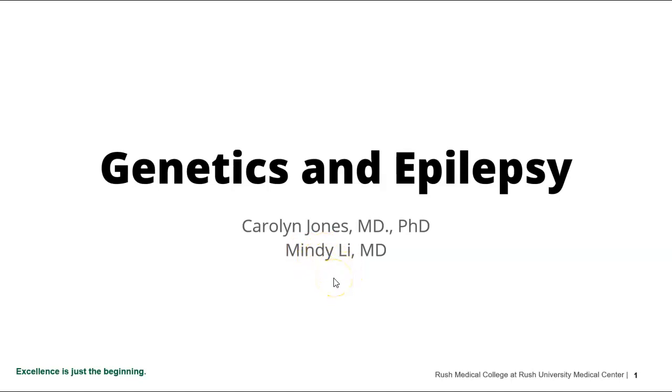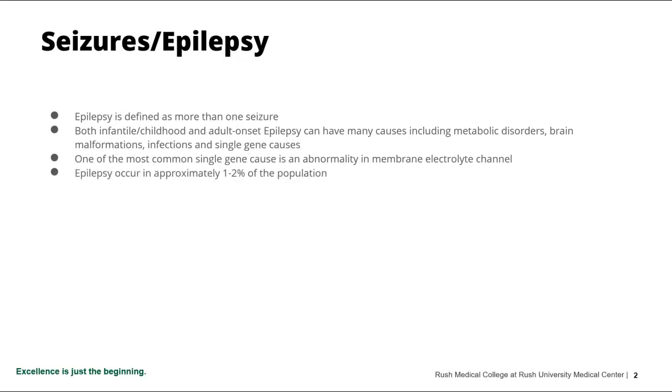This is a brief presentation on the genetics of epilepsy. So epilepsy is defined, as you've seen in many of these lectures, as more than one seizure. Both infantile and childhood adult onset epilepsy may have causes including metabolic diseases, brain malformations, infections, as well as single gene causes. One of the most common single gene causes is an abnormality in the membrane electrolyte channels.